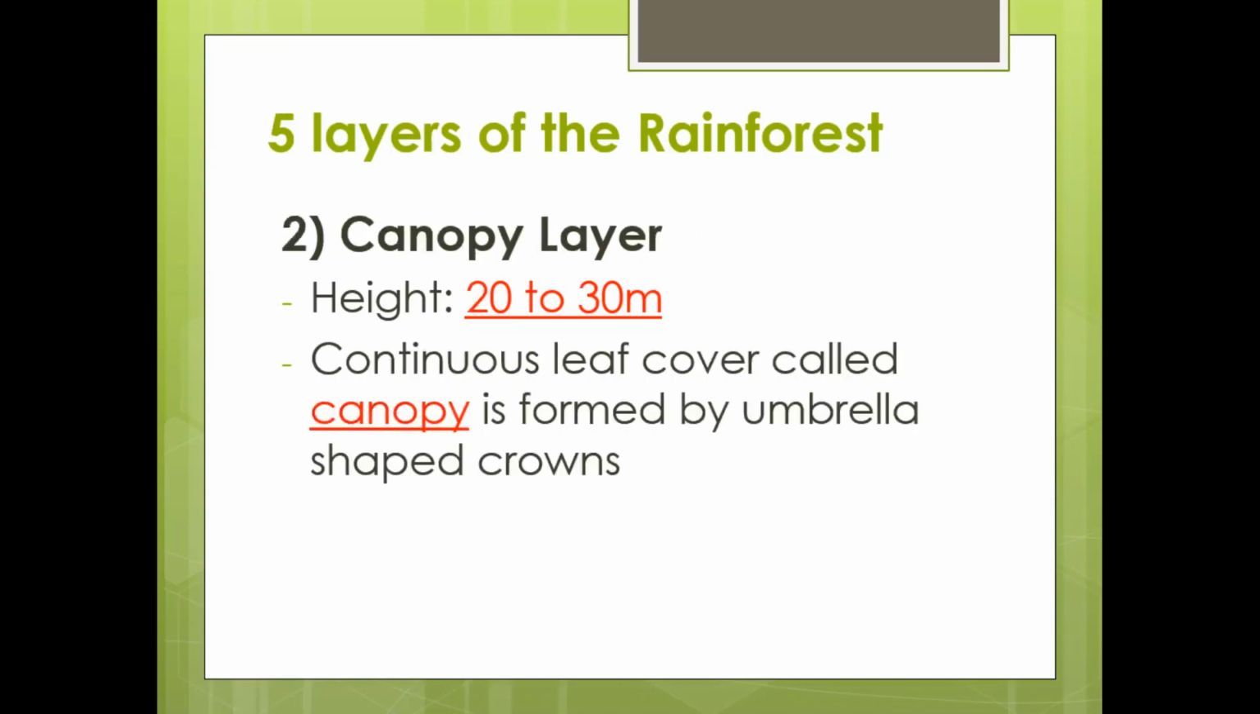And then we have the canopy layer next. That's the middle layer, about 20 to 30 meters. In this case, this particular layer has a continuous leaf cover and makes it look as if it's an umbrella, an umbrella shaped crown. So this layer actually blocks the sun from penetrating through to the lower floor of the rainforest.